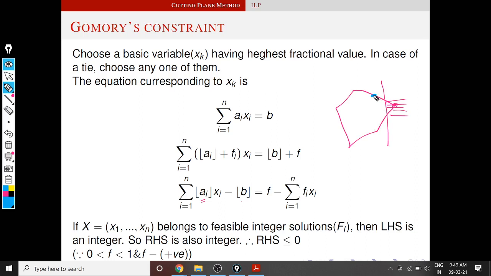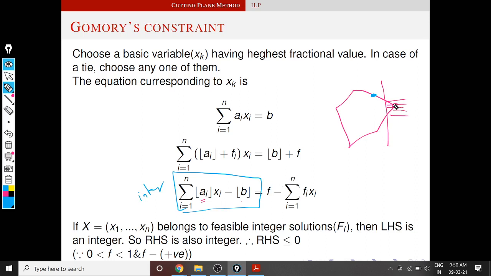Suppose this is a feasible integer solution. Then what about the left hand side for this integer solution? We have to remove a portion that has no integer solution, so we assume a point that is an integer solution. Suppose x is an integer solution. If x is an integer solution, then what about this left hand side? This is an integer, isn't it?